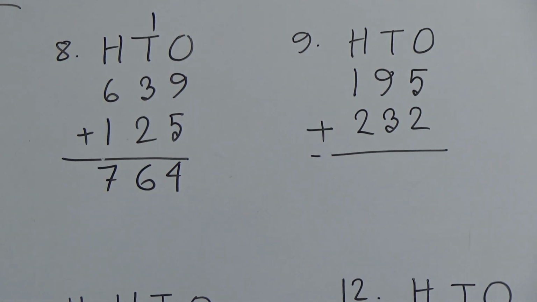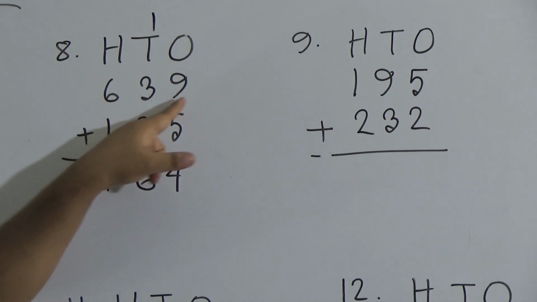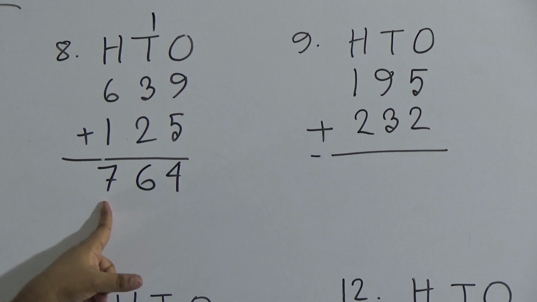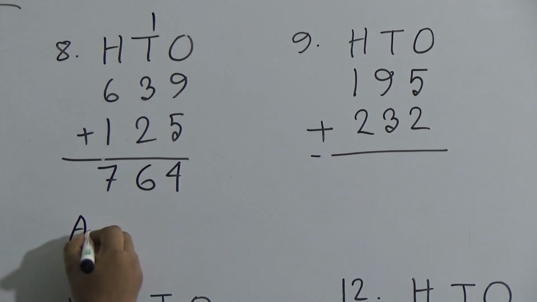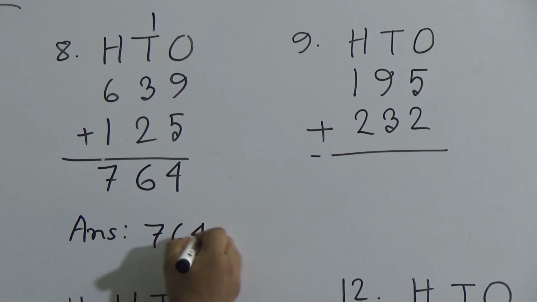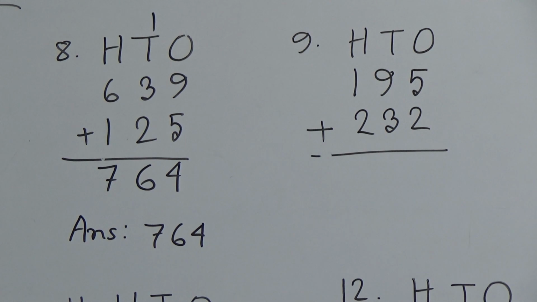That means if we add 639 with 125, then we get 764. And it is the answer. As our answer is done, next we shall write answer 764. So this one is also done.